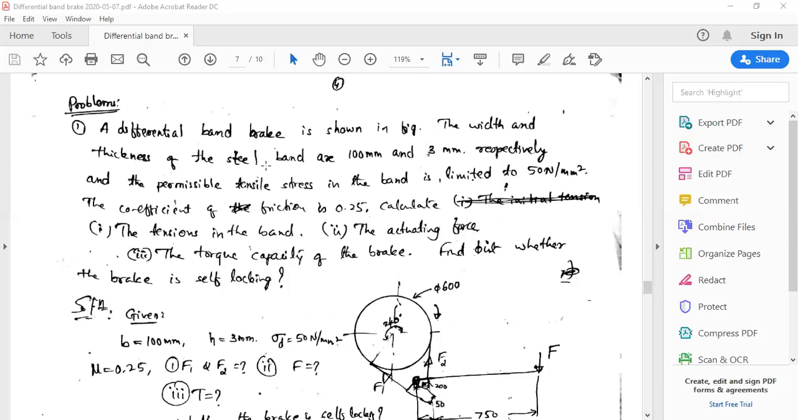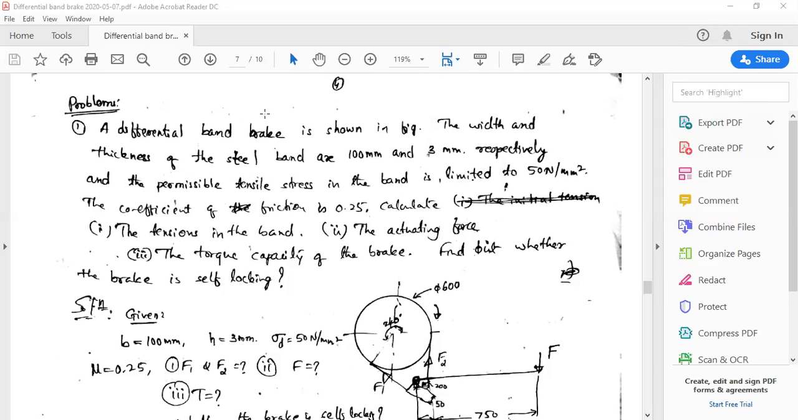So material, if it is given, that is well and good. Otherwise we have to assume, or select, C30 or C40 steel for the band material and the rectangular cross-sectional brake lever material. Then the design of the fulcrum pin is also to be carried out, to calculate the diameter of the pin if it is required.